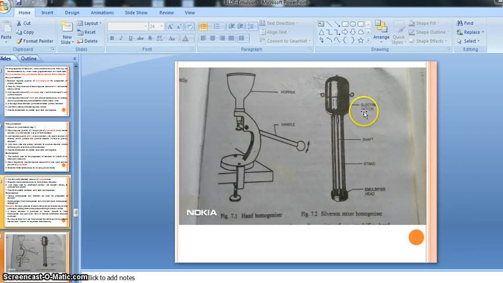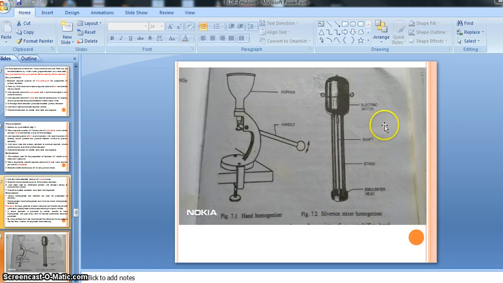It has various parts: an electric motor, then a shaft, one stand, and an emulsion head, right? This is the emulsion head, and it consists of one fine stainless steel sieve. There is also a shaft that rotates at very high speed, and due to this fast rotation, the coarse emulsion is converted into a fine emulsion, right?